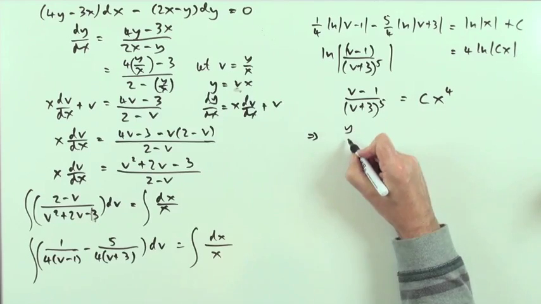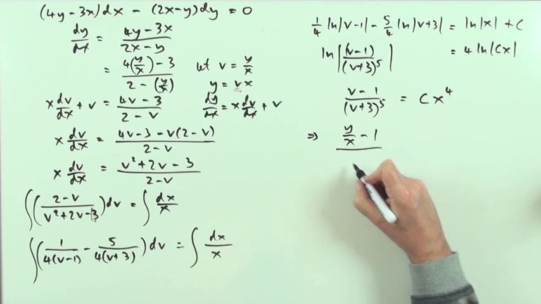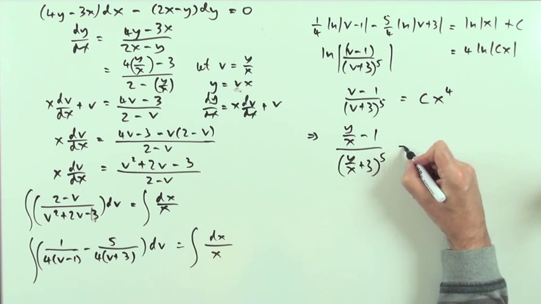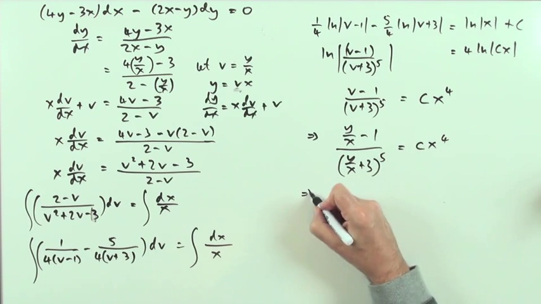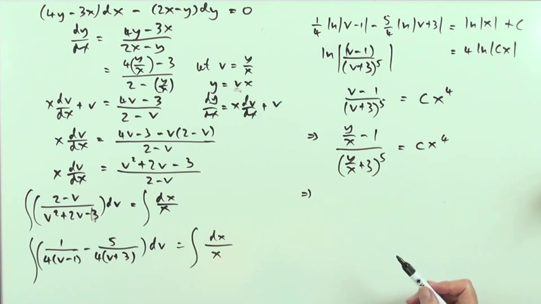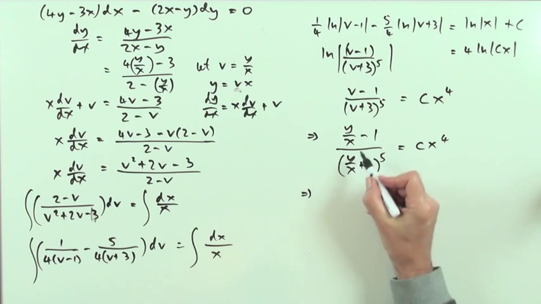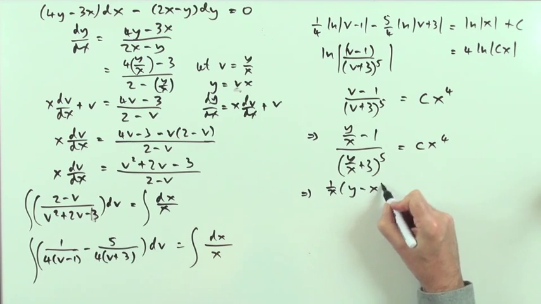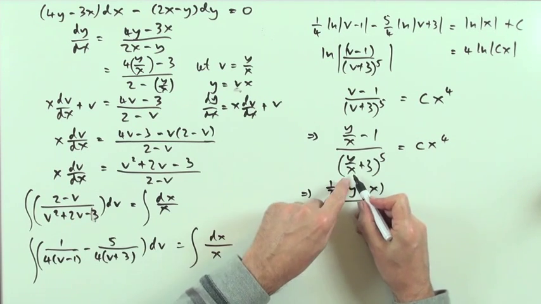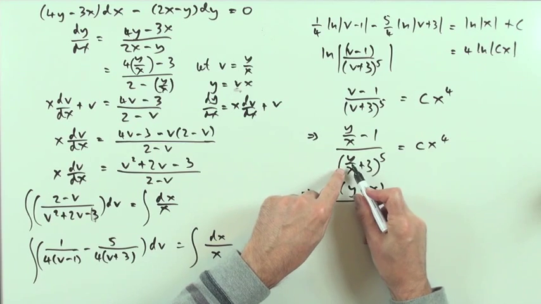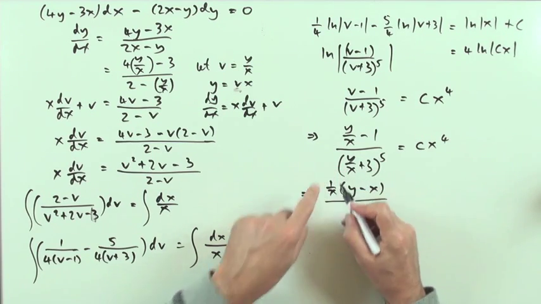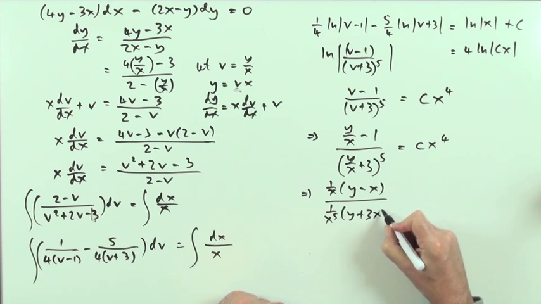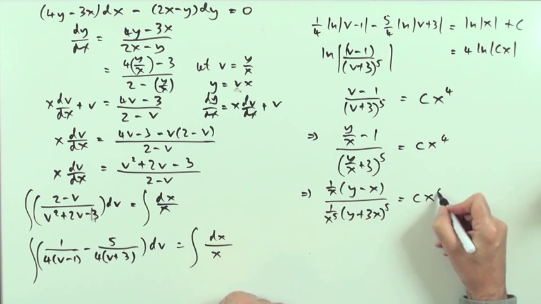V should have been y over x. So I've got y over x minus 1 over y over x plus 3 to a nasty power 5 is cx to the 4. Now I need to render that into a normal rational expression, so I could take 1 over x out of the top, leaving it as y minus x. I could take 1 over x out of the bottom, leaving a y plus 3x, but when that pops out the bracket it'll be 1 over x to the power 5 times a y plus 3x to the power 5 equals cx to the 4.